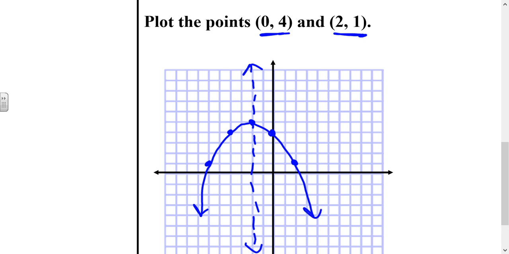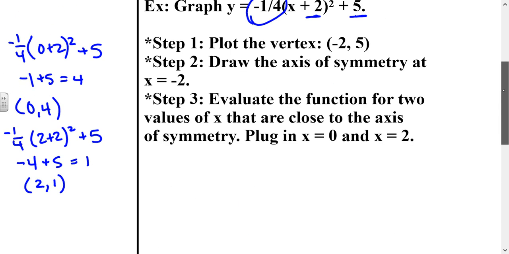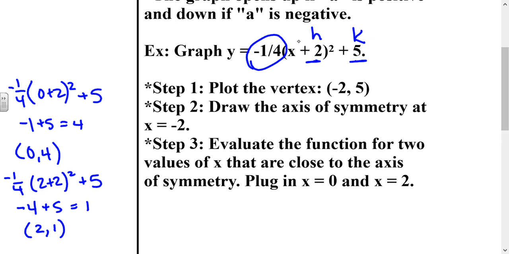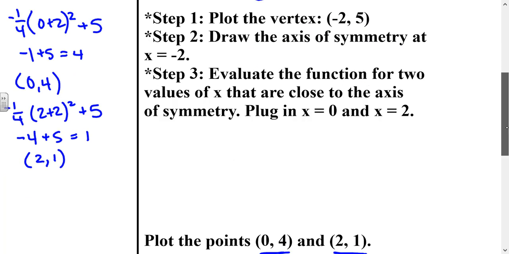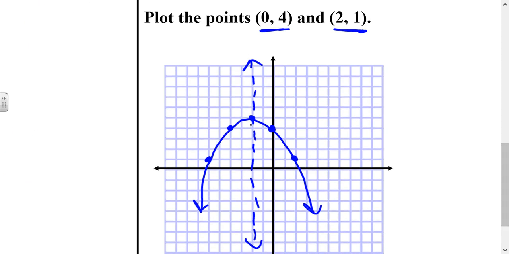Pretty easy. So to do vertex form, you just look at the equation and you find the vertex first. We found the vertex to be the point (-2, 5). And then you can plug in either 2 numbers on the left side or 2 numbers on the right side to figure out more points for your parabola.